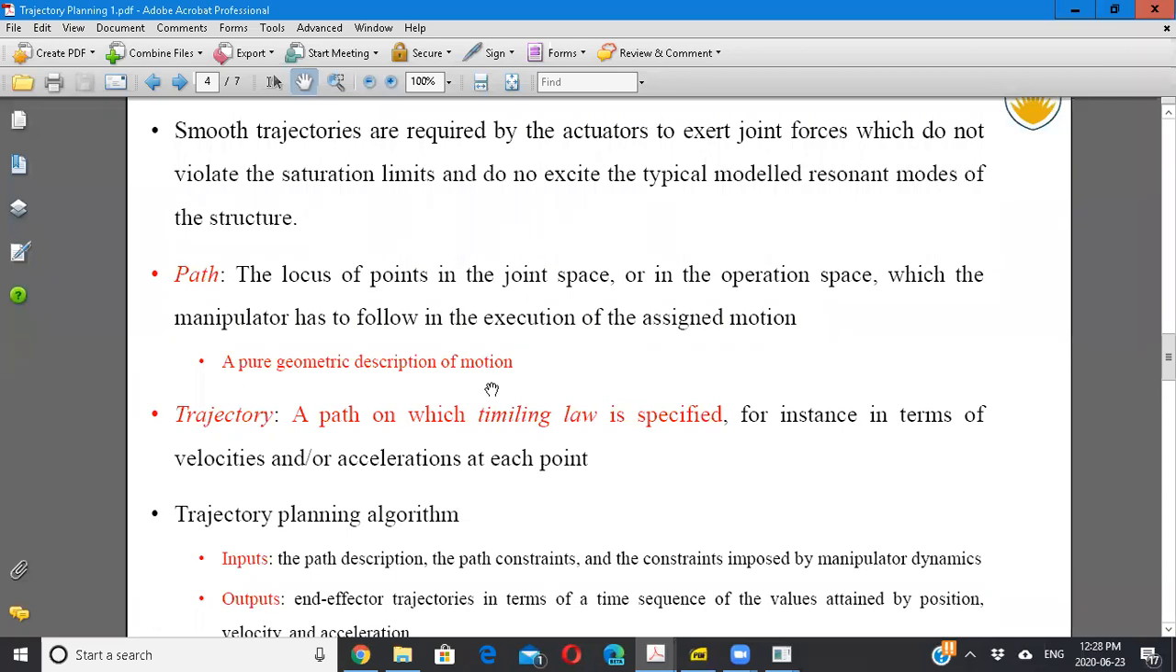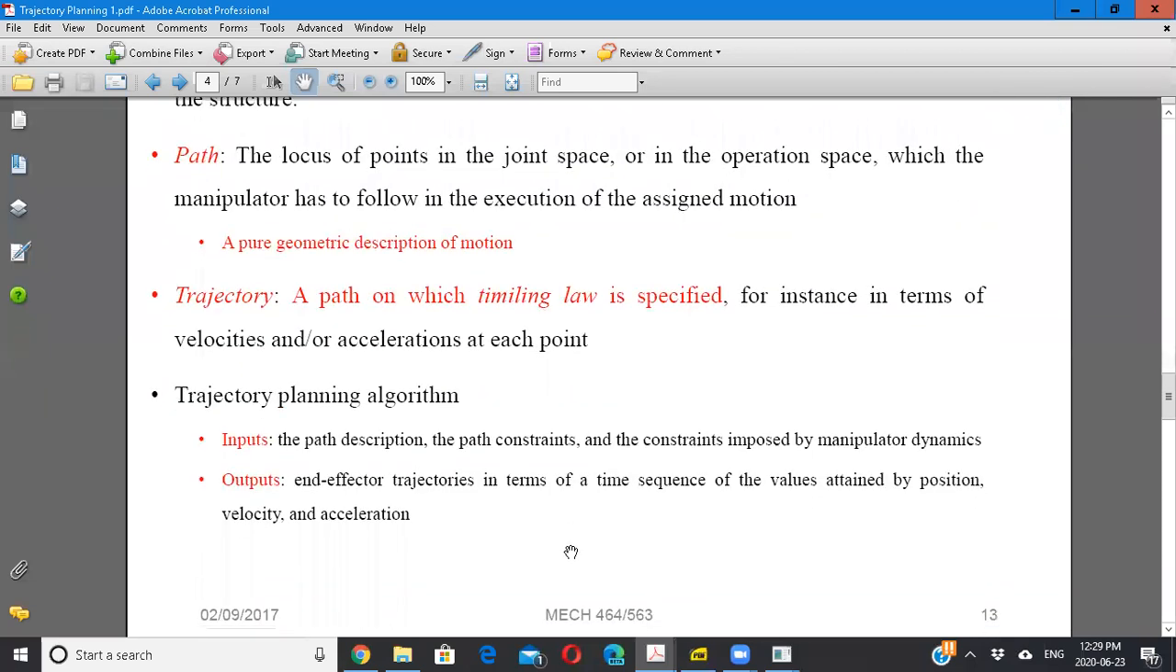Just like you go from one city to another city, you follow a certain path on the Google map, but you don't show what your speed was while following that path. So you just cared about the geometry, the shape of the path. Trajectory is the path on which a timing law is specified. Trajectory is the path when you care about velocities and acceleration as well.